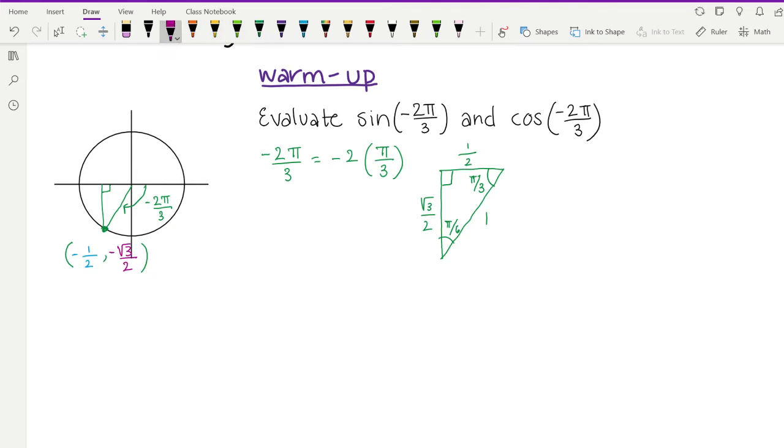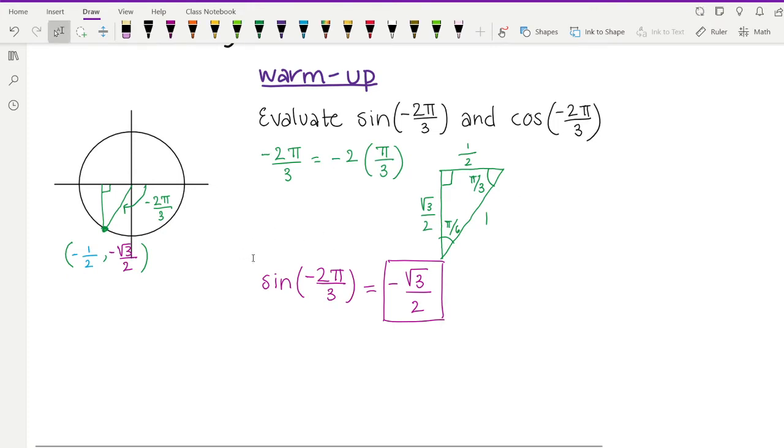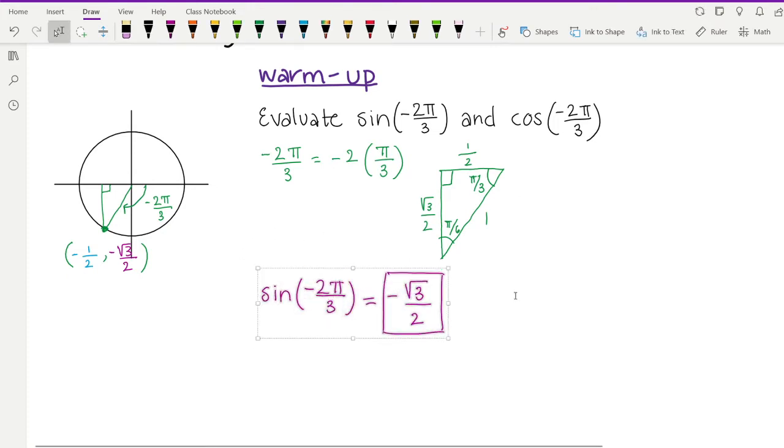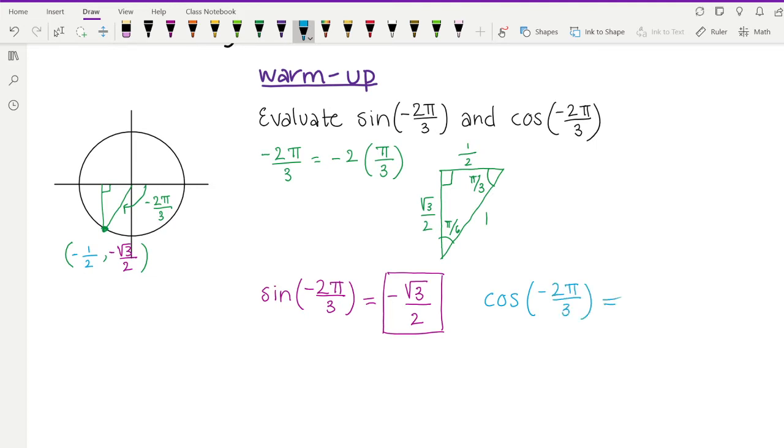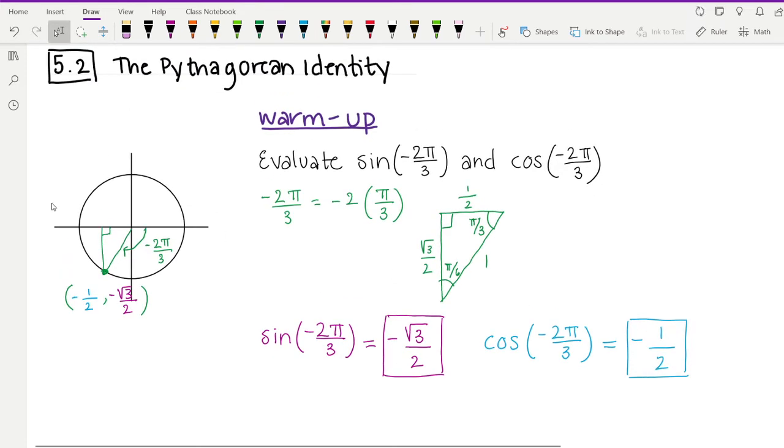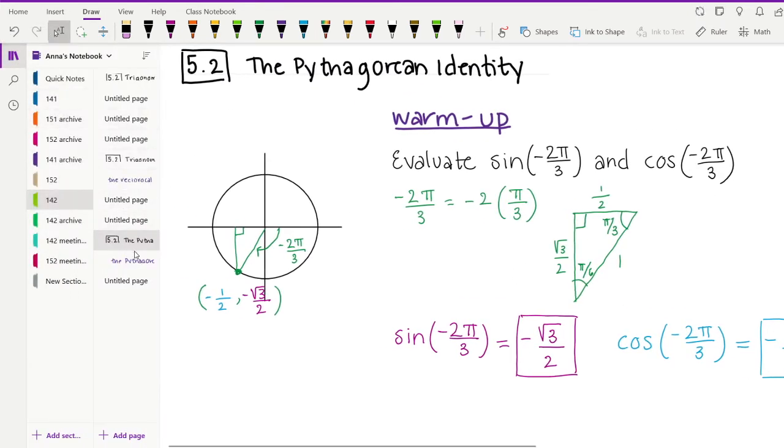Okay, and so now we can use that to evaluate sine and cosine. So we know that sine is supposed to be the y coordinate of the terminal point. And so that's going to be negative square root of 3 over 2. And then to find cosine, we just take the x coordinate of the terminal point. So cosine of negative 2 pi over 3 is negative 1/2. Okay, cool. So that is just a reminder of evaluating sine and cosine. And again, we'll come back to this example a little bit later.